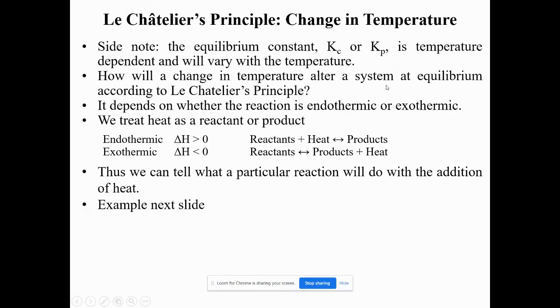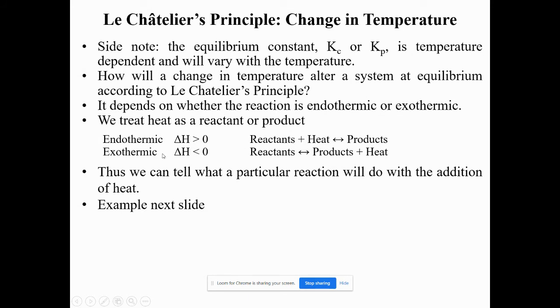How will a change in temperature alter a system at equilibrium according to Le Chatelier's principle? It depends on whether the reaction is endothermic or exothermic. What you're going to do is treat heat as a reactant or product, and then you can use the scale example. An endothermic reaction, delta H is greater than 0, you're going to treat heat as a product.